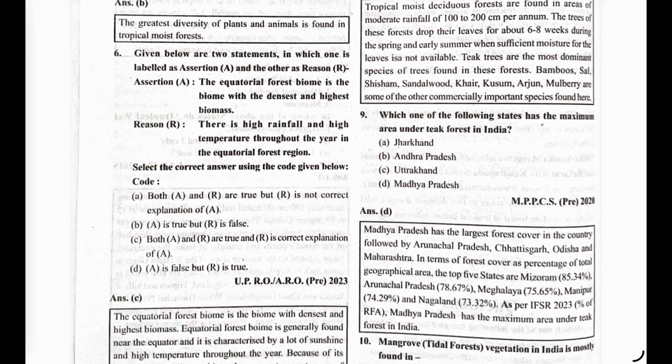Next one, assertion: the equatorial forest biome is the biome with the densest and highest biomass. Yes, I have already told that this is the densest and highest biomass, correct. Reason: there is high rainfall and high temperature throughout the year in the equatorial forest region. Yes, I have already told that in the equatorial region there is high rainfall and high temperature throughout the year. That's why we see the densest forest, like evergreen forest. So both are correct, and the reason is the correct reason for the assertion. So select the option that says both are true.